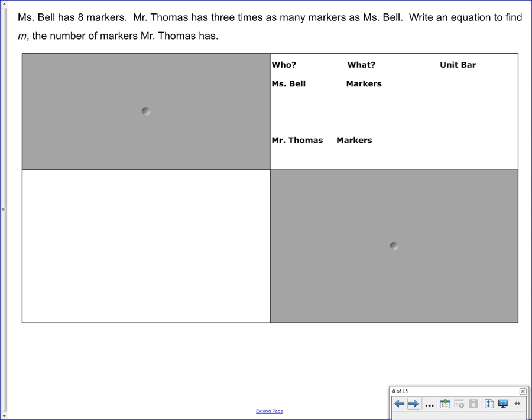So here's our problem. Miss Bell has 8 markers. Mr. Thomas has 3 times as many markers as Miss Bell. Write an equation to find m, the number of markers Mr. Thomas has.